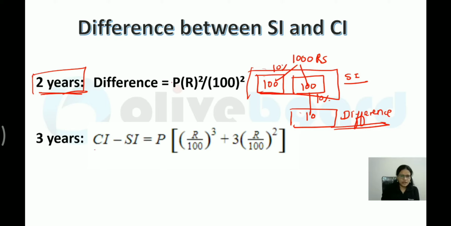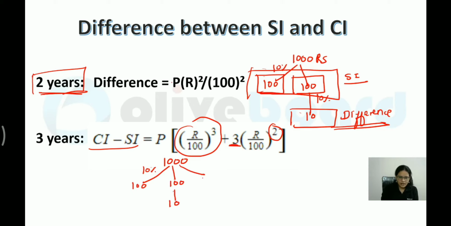Similarly, when I'm talking about 3 years, this is a big formula that you have to remember. So remember where you have here you have cube and here you have 3, but here it is square. Okay, so just keep that in mind. But if you forget, I will tell you tree diagram method as well. So this is 1000. 10% is the rate. This will become 100. Second value will again be 100. Here you have 10. Again, when you are talking about third year, remember the diagram over here.